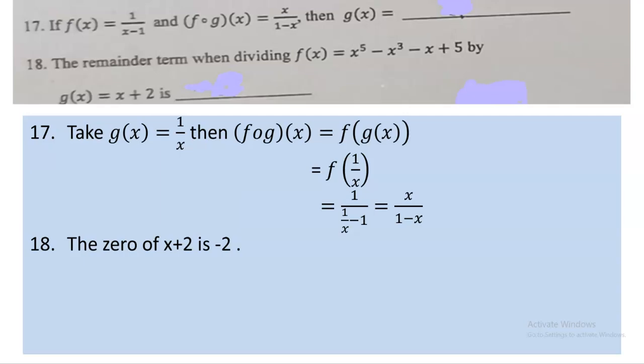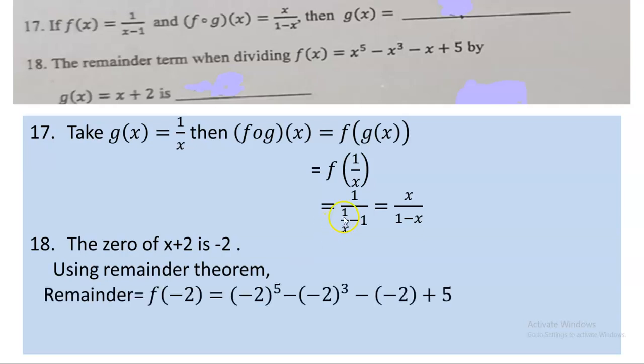Question number 10 says find the remainder when you divide this function by g. So clearly, this is talking about the remainder theorem. First you have to find the zero of x plus 2. Clearly the zero of x plus 2 is minus 2, so you need to substitute this minus 2 in place of x throughout. Using the remainder theorem, this turns to be minus 2 to the power of 5.